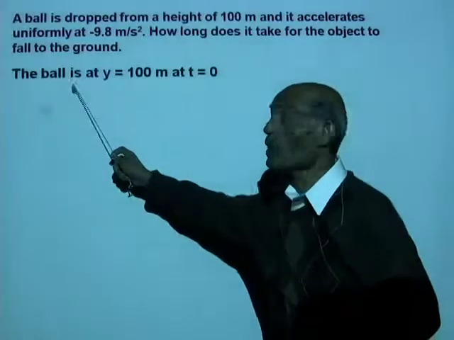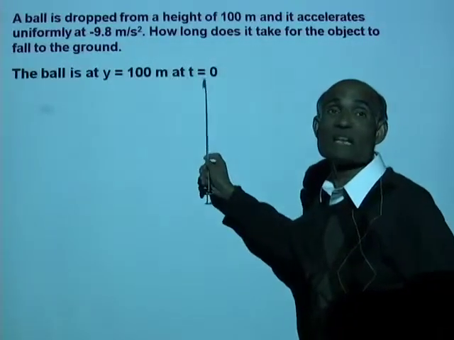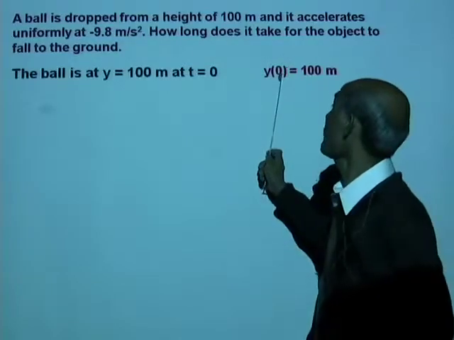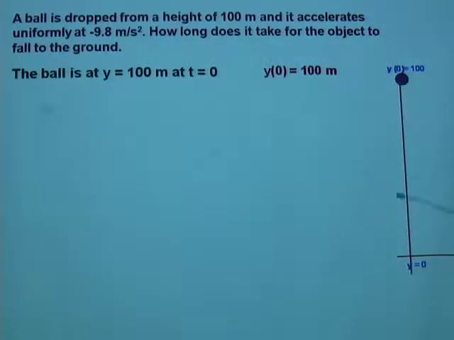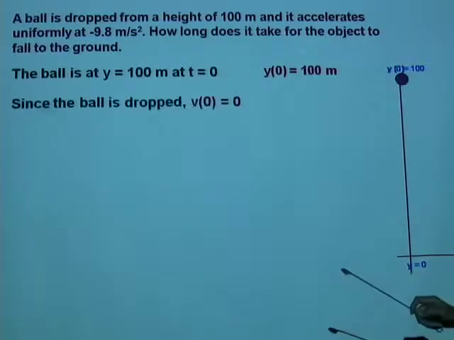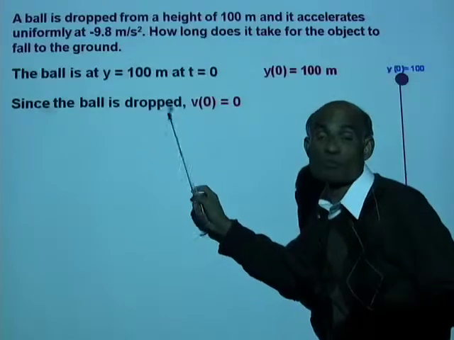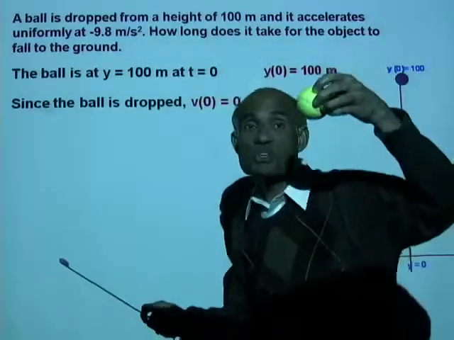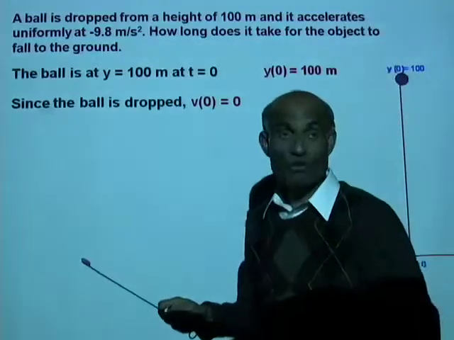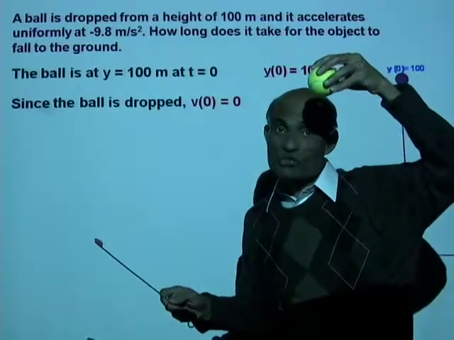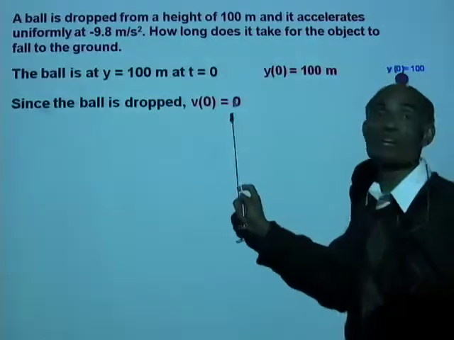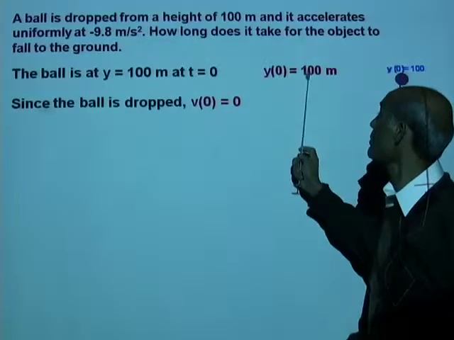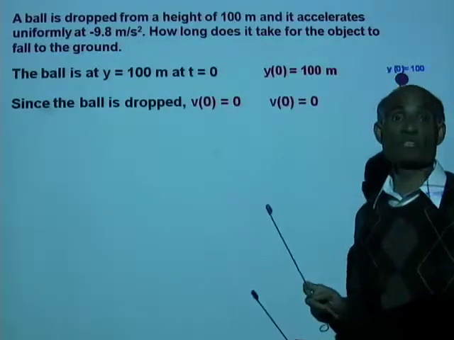Okay. The ball is at Y equal to 100 meter at T equal to 0. So we say Y of 0 is 100 meter. Now here's the ball placed at a height of 100 meter, and this is the origin, which is Y equal to 0. Since the ball is dropped, what is its initial velocity? Well, initial velocity is 0 because it is dropped. Nobody used any force to throw it down. So we say initial velocity V0 equal to 0. So we know Y0 is 100 meter, V0 is 0.